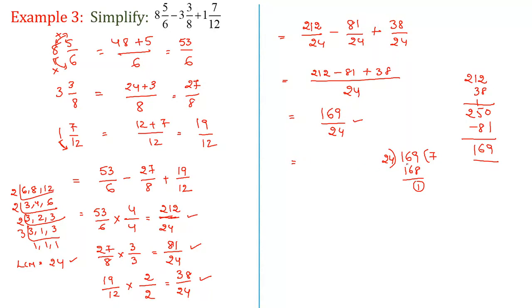Okay. Now how to write this? First you have to take the quotient, then remainder by divisor. So this is the procedure. First you take the quotient and then remainder by the divisor. So 7 1 by 24 is the sum of these three fractions.